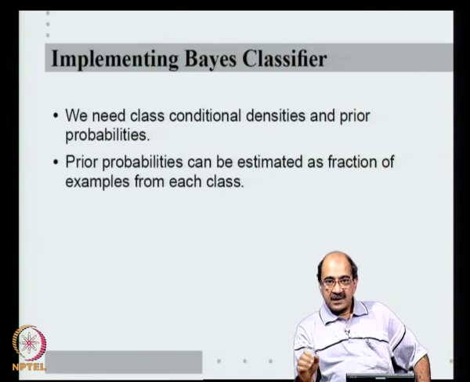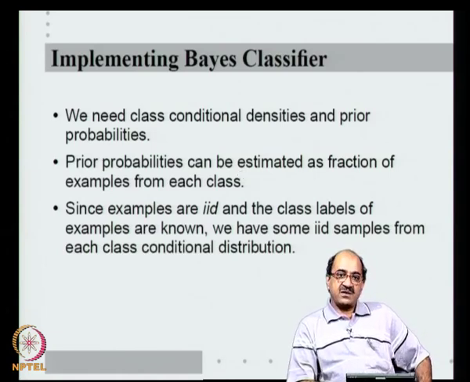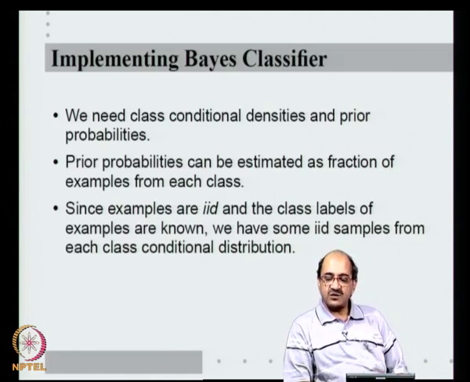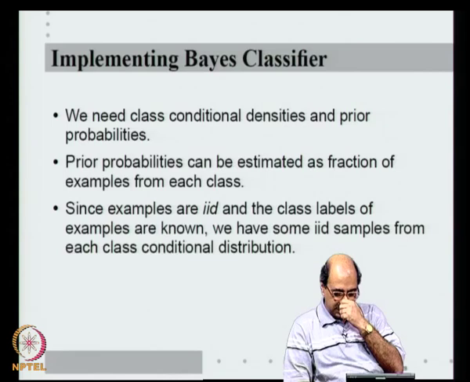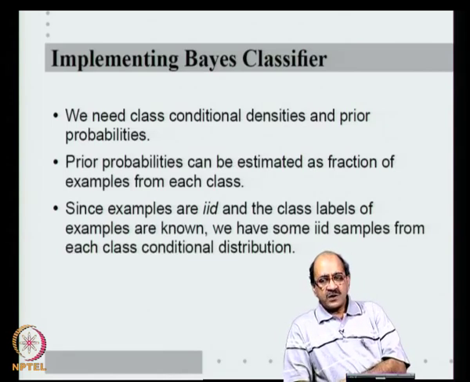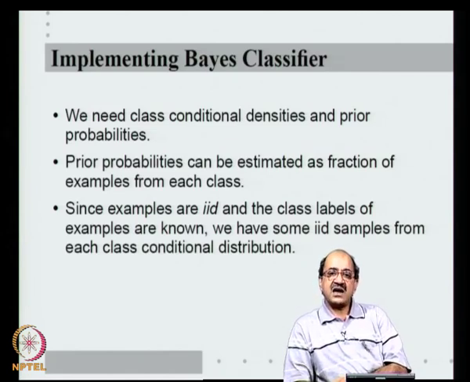Okay. Then how do I get class conditional densities? Examples are IID and class labels of examples are known. I can take the full example set and separate them into examples of class 0 and examples of class 1. Let us still stick to 2 classes. Of course, this will also work for many more classes. So, give me a training data set where some of the patterns will be class 0, some of the patterns will be class 1. So, I separate them out.